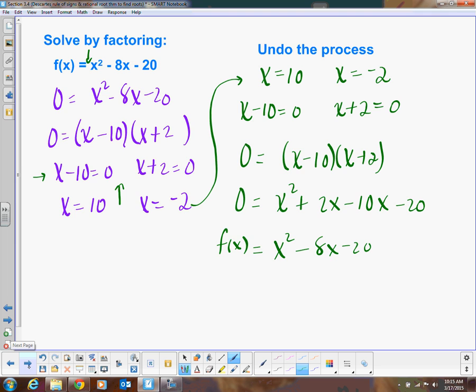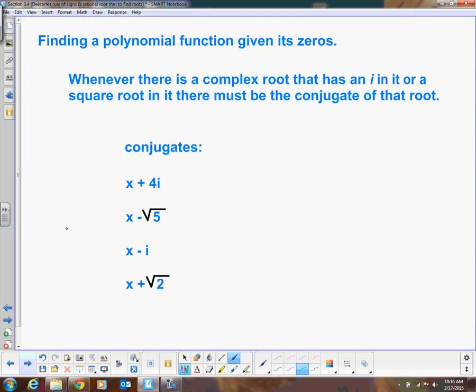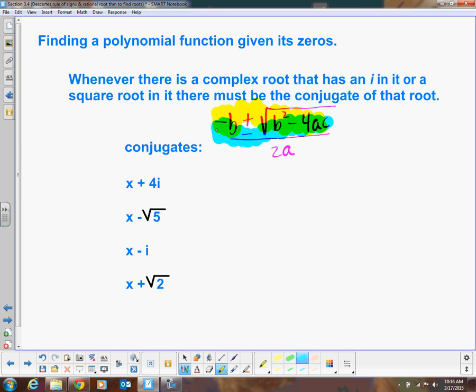All right. So they're going to say, first of all, whenever there's a complex root that has i in it or a square root in it, there must be the conjugate of that root. Do you remember what that is called? Quadratic formula? Opposite of b plus or minus what? Square root of b squared minus 4ac all over 2a. All right. So if your root did not simplify, you would have negative b plus that root. Agreed? And then you'd have negative b minus that root. You see they come in pairs.